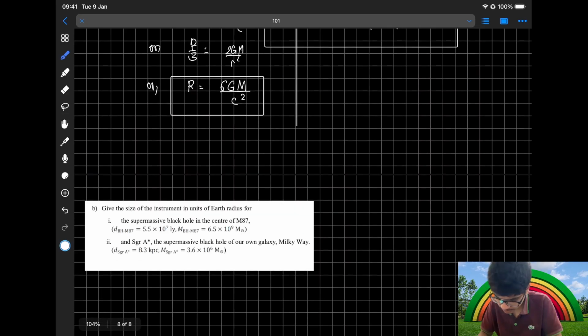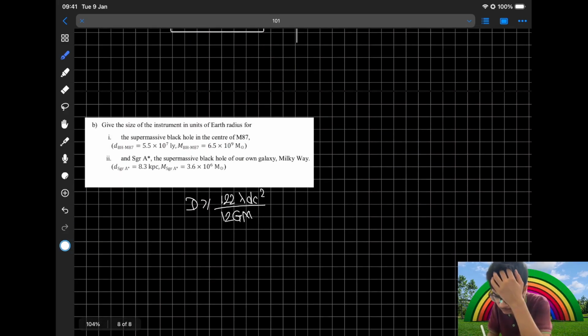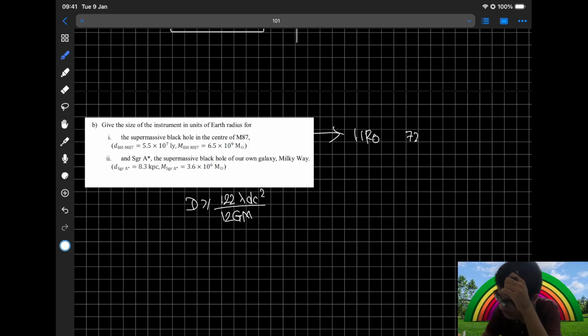So now for question number B, it is just about plugging in the values into this lovely relation that we will get for question number 1. The answer would be around 1.1 times the radius of Earth. I suppose it is 7,400 kilometer, I guess. And for the question number 2, it is around 6,000 kilometer.